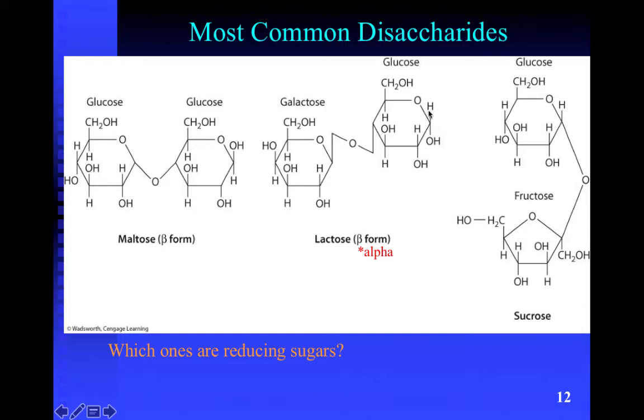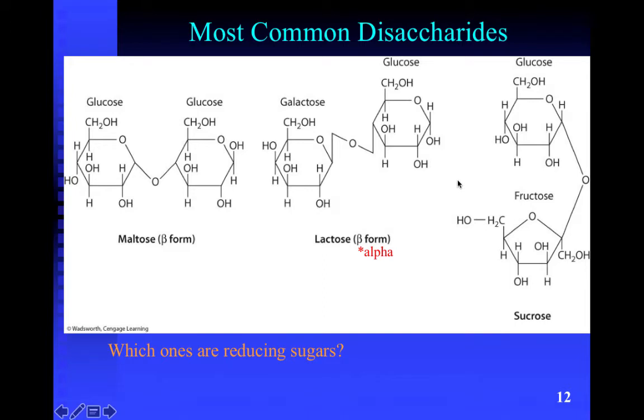And again, here's the anomeric carbon. It's open, it's not bound. In this case, they said beta, but that's a typo, which are fun. In this case, the hydroxyl group is down, so this is the alpha form of lactose.